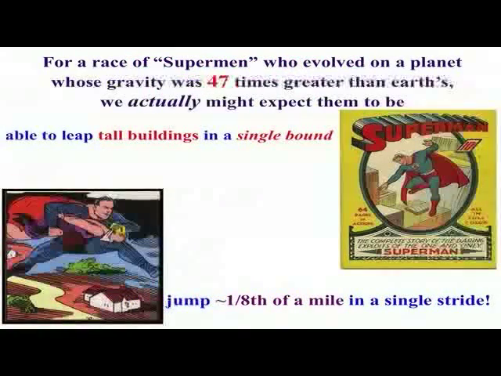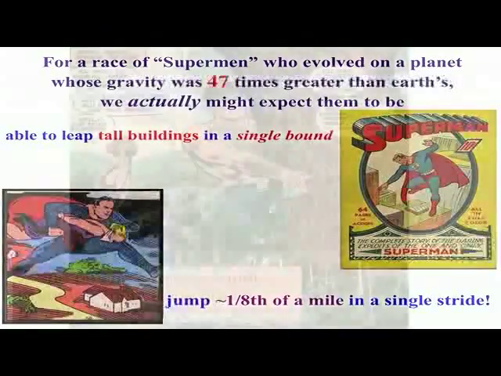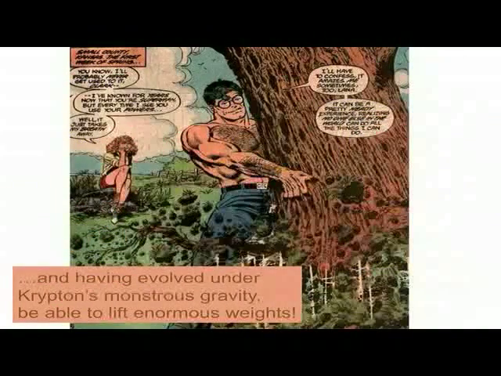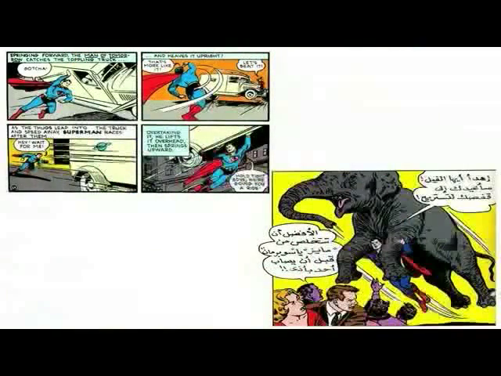So, if there were a race of supermen that had evolved on a planet with 47 times the intensity of gravity as here, yeah, I think they could leap tall buildings in a single bound here on Earth, jump an eighth of a mile in a single stride. And even better than that, having evolved under Krypton's enormous gravity, be able to lift giant weights. Here's Superman uprooting a tree. There he is tossing an armored car around.